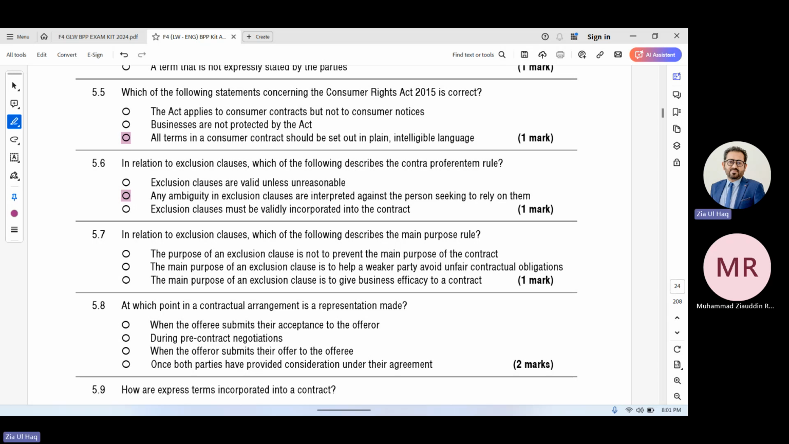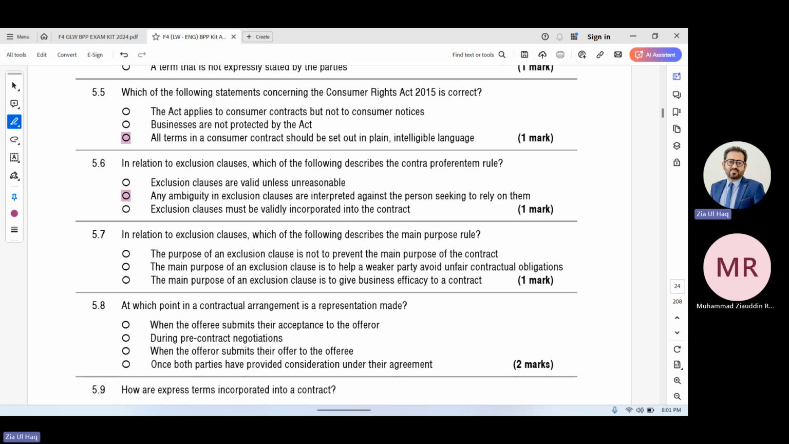Point 7. In relation to exclusion clause, which of the following describes the main purpose? The purpose of an exclusion clause is not to prevent the main purpose of the contract. Yes, the main purpose of the contract will remain the same. There shouldn't be any contradiction between the main purpose of the contract and the exclusion clause. Exclusion clause cannot prevent the contract from its main purpose.